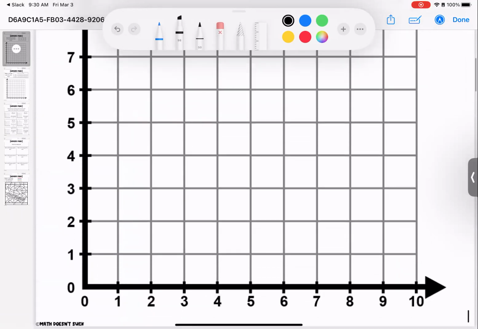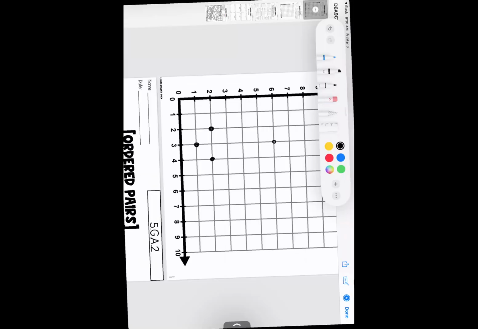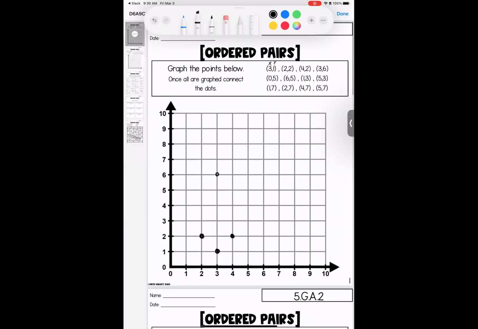All right, so I'm going to start with 3 over and 1 up. That's my first point. I'm going to go over 2, up 2. I'm going to go over 4, up 2. Over 3, up 6. Actually, I might turn on the iPad. Let's see if this makes it a little better for you to see. There we go. Perfect. So I've done these first 4 points.